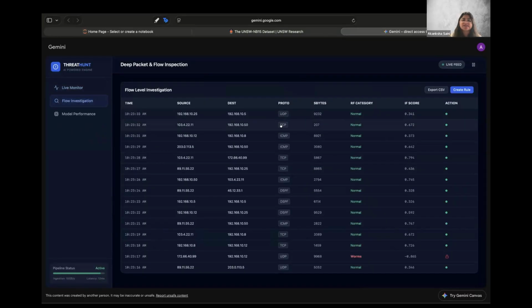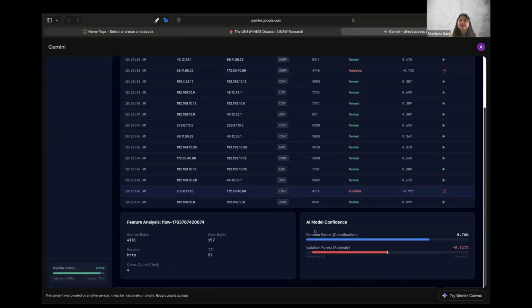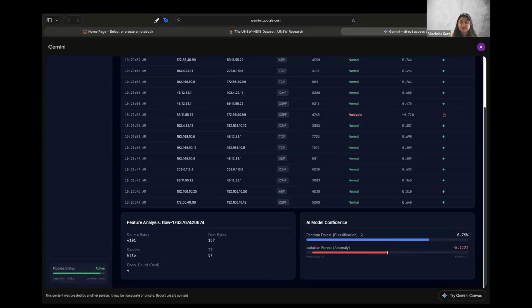Moving on, I would go into the flow investigation. So here we can see an in-depth analysis of each packet: the time, source, and destination IP, the protocol, the byte size, and the category into which our model is categorizing them, like fuzzers or something, and then we can see a detailed view of what the model is doing as well.